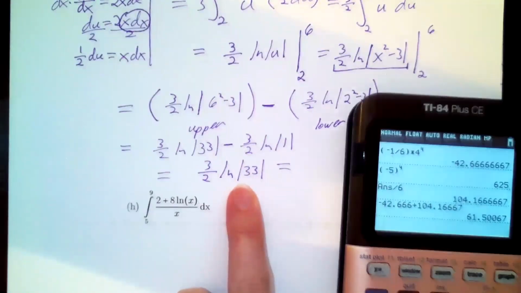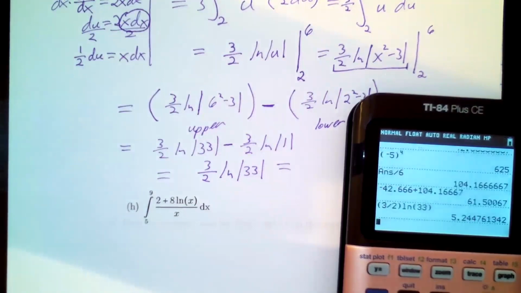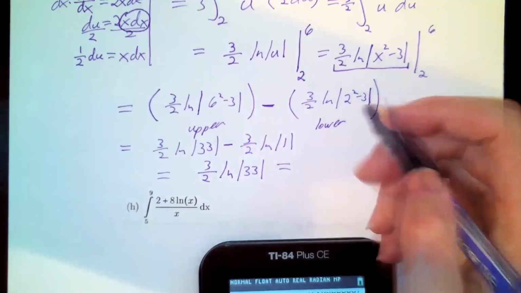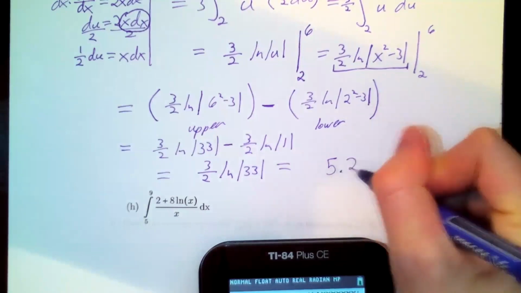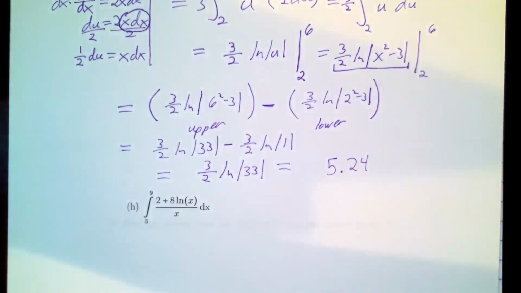But if you want to calculate this as a decimal, 3/2 ln 33, we get 5.244, and it said to round to 2 decimal places. So our answer we would plug in would be 5.24. That's the answer for this integral.